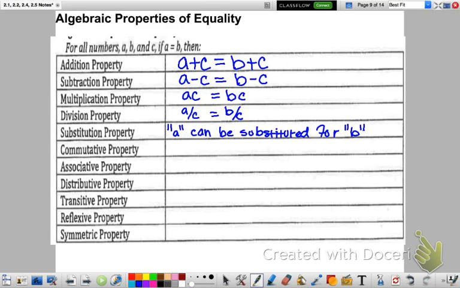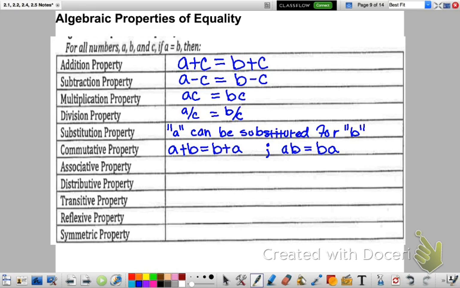The commutative property says that when we add A and B, it should be the same as adding B and A. And the same thing for multiplication. No matter the order, we should still get the same value.